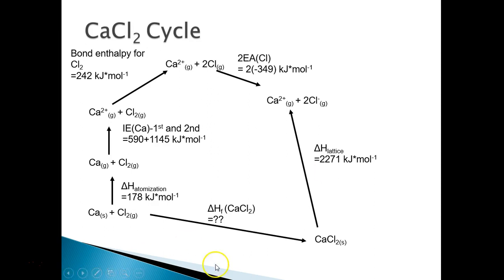Okay, so to find the heat of formation, we're going all the way around in this direction. So we'd have 178 plus 590 plus 1,145 plus 242 plus 2 times negative 349 minus 2,271. Okay? Now, if you wanted to solve for this value, instead of going directly here, you'd go all the way around here. Okay? So you'd take the heat of formation plus the lattice enthalpy minus the electron affinities minus the bond enthalpies minus the ionization energy.